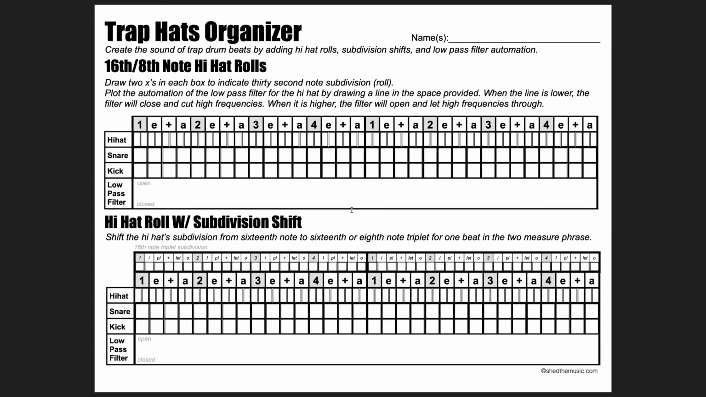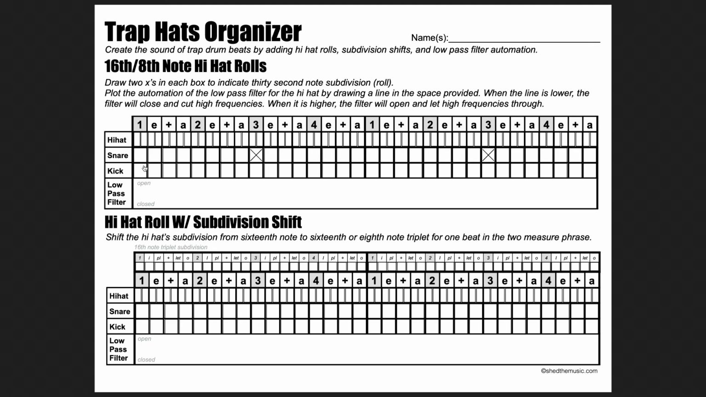So what helps me is to actually organize my thoughts using a graphic organizer. So here is a graphic organizer. The snare is going to play on beat 3 of every other measure, like I said before, to create that half time groove. And the kick is going to play on beat 1.